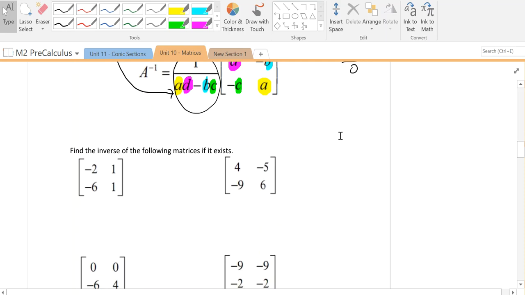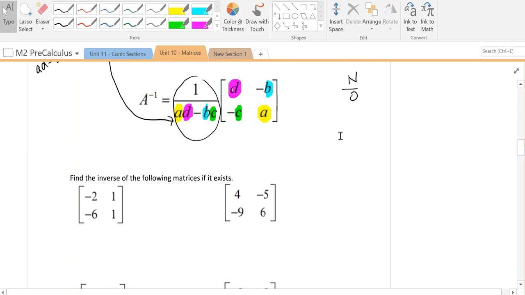Okay, so find the inverse of the following matrices if it exists. First thing I want to do is test that number on the outside. I'll have -2 minus -6. That was from finding that and that. -2 times 1 is -2. -6 times 1 is -6. And then it does have a subtraction between them. So that's going to be plus, and so I'll have a 1/4 on the outside. That's going to work. So I'll keep going from there.